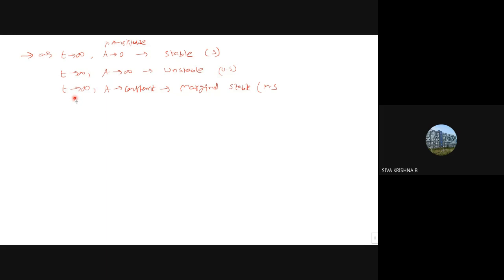As time t tends to infinity, but the amplitude doesn't change, it stays constant, say at 1, at 2, at 3. Suppose amplitude equals 1. Let us consider a equals 1 or a equals 2. As t varies from 0 to infinity, a is 2 only. Or if you take a equals 3, as t varies from 0 to infinity, a is still at 3 only. In that situation, that type of system is nothing but a marginally stable system. This is the simple conclusion for all those things. This is all about stable, unstable, and marginally stable.